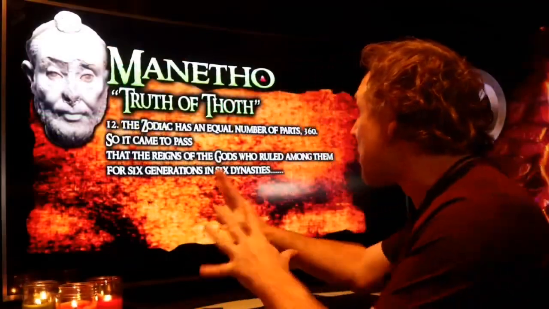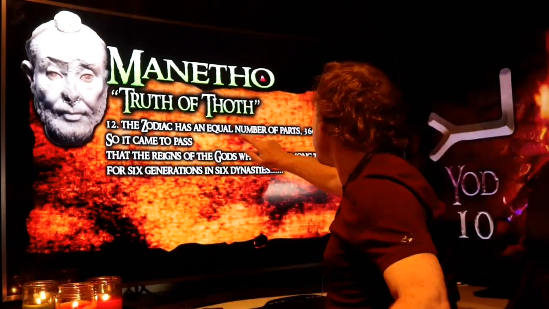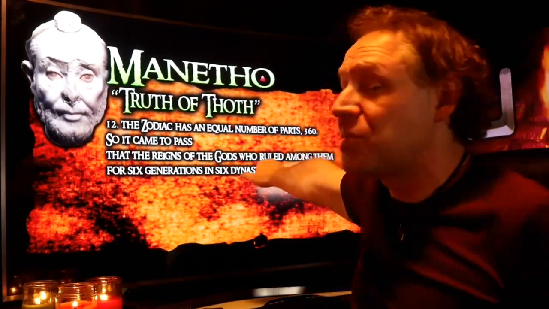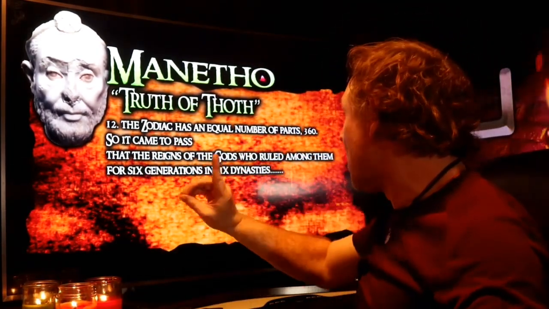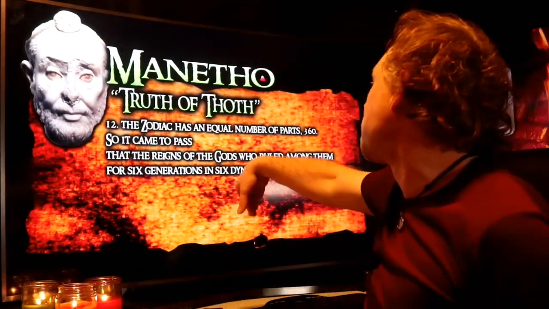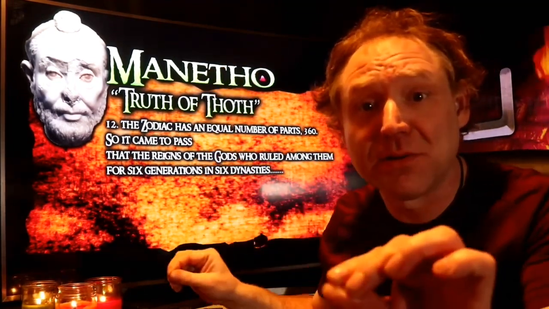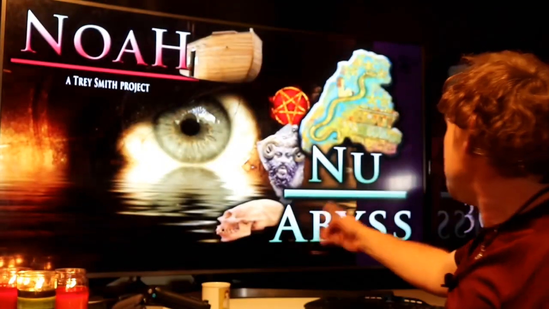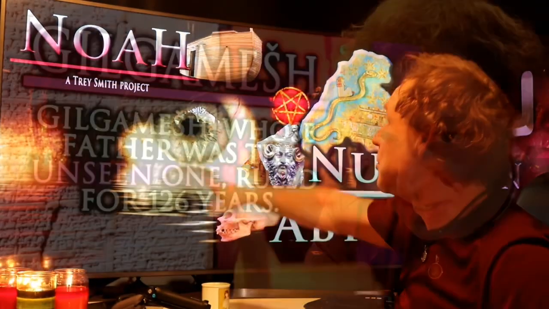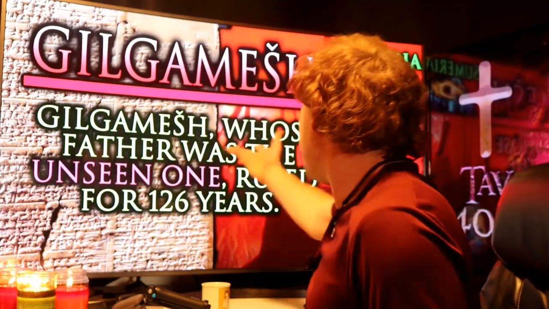So as Manetho continues by telling us, beginning in 12, the zodiac has an equal number of parts, 360. Got that from Enoch. But he got it filtered through who? Ruled among them for 6 generations in 6 dynasties. He's talking about prior to the flood. Covered, of course, is the Egyptian Nu, or abyss. Covered not just in the biblical text, but right here in the Epic of Gilgamesh.